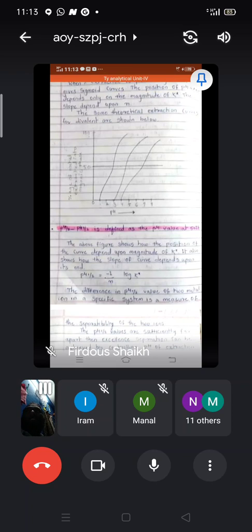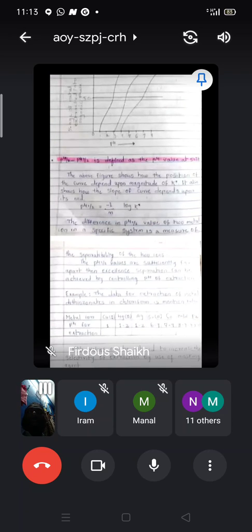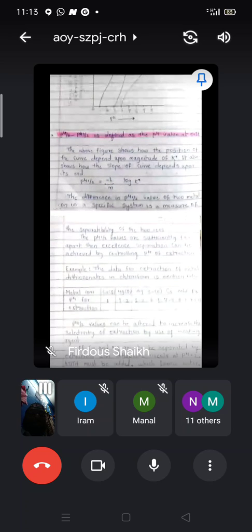the two ions, that you have to remember. If the pH values are sufficiently far apart, excellent separation can be achieved by controlling the pH of extraction. Excellent separation can be achieved by controlling the pH of the extraction. That may become a question for MCQ purposes.